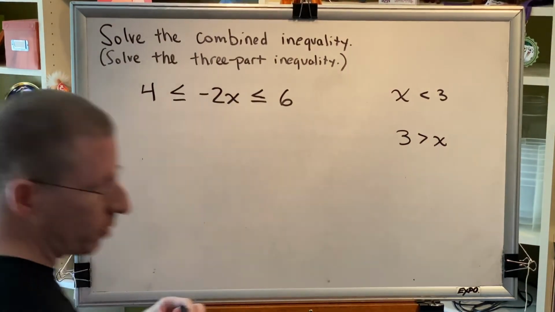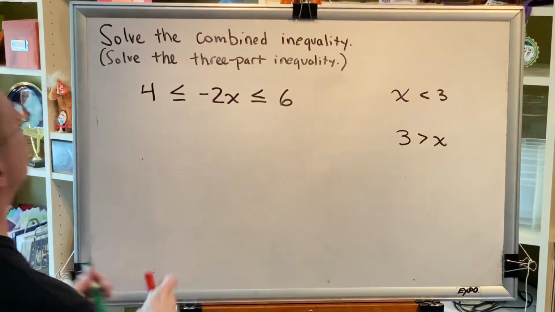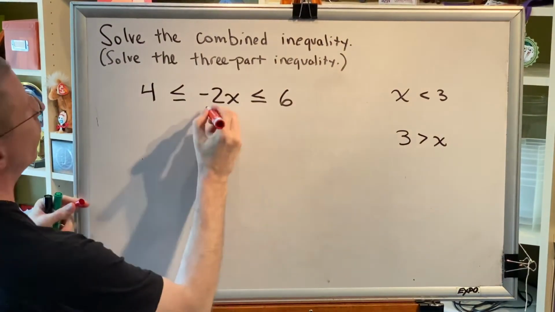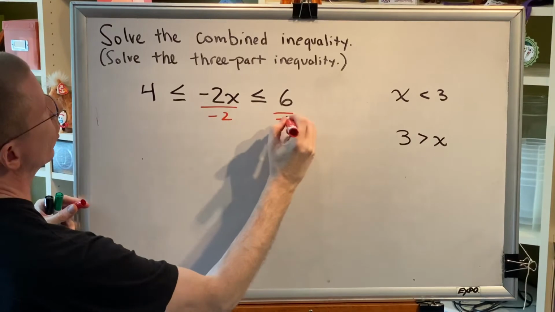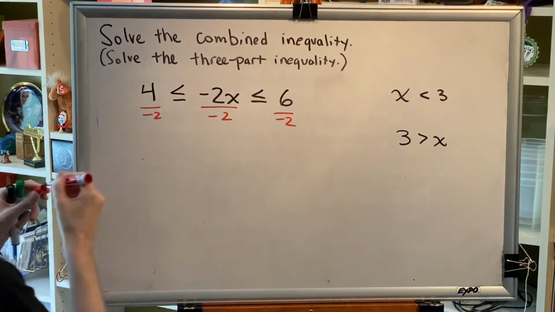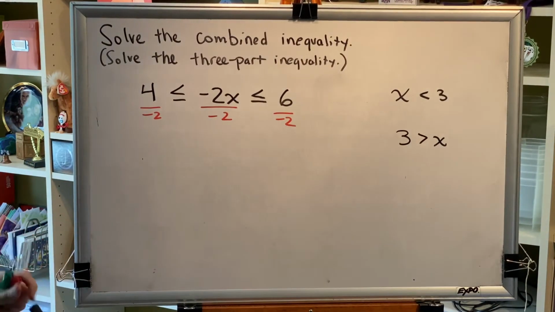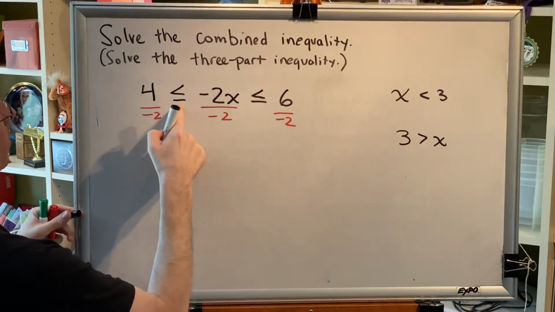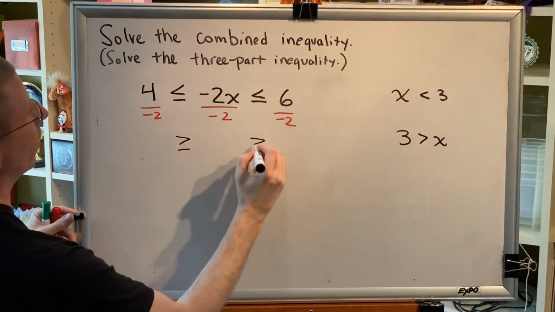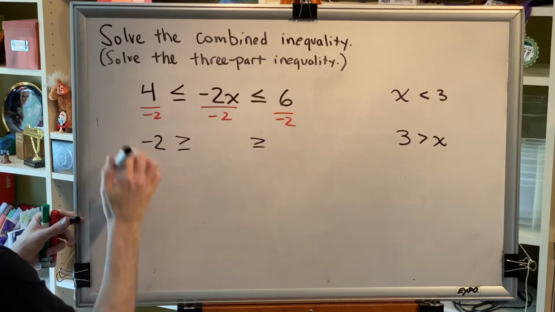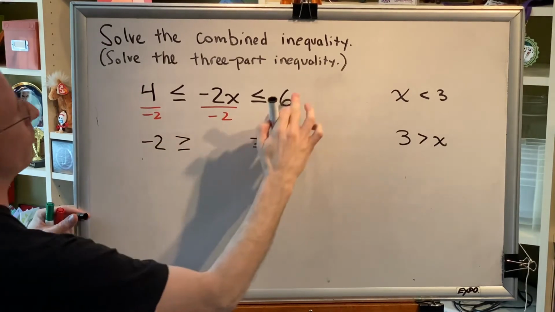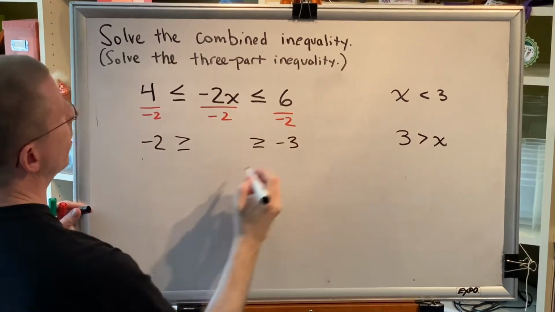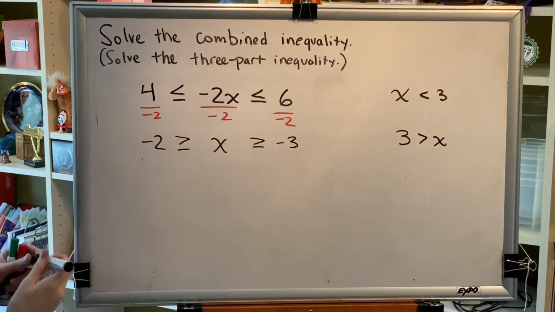All right, the first step to solving a problem like this is to recognize that x is in the middle, and to get it alone, we need to divide everything by its coefficient, which is negative 2. When you multiply or divide an inequality by a negative quantity, you have to swap the direction of both inequality symbols. So 4 divided by negative 2 is negative 2, 6 divided by negative 2 is negative 3, and then our x is in the middle.